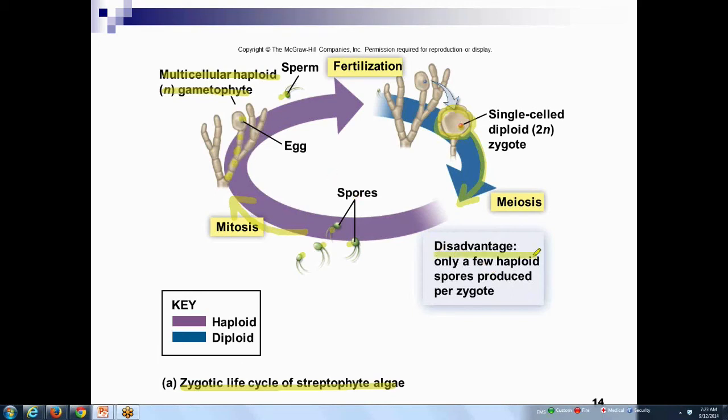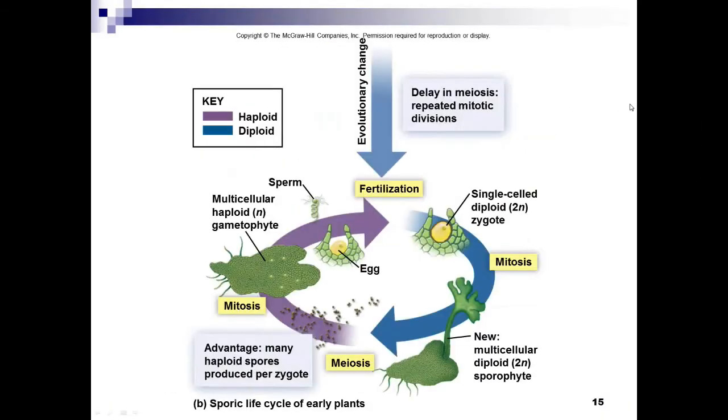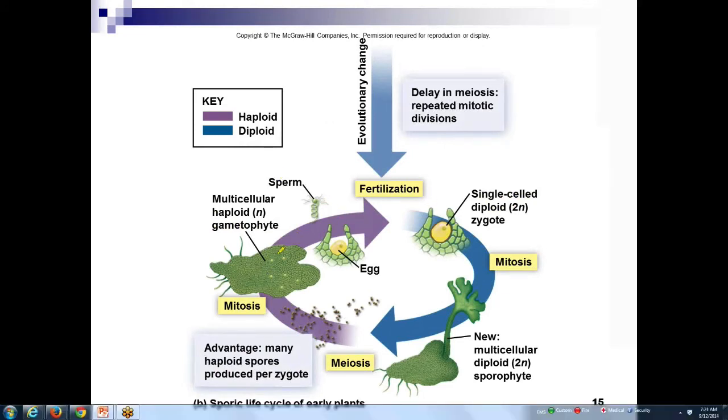So again, the big disadvantage here: only a few haploid spores produced per zygote. You're going to see there are many haploid spores produced in the sporophyte generation found in the sporic life cycle, which gives land plants like mosses, liverworts, hornworts, and other plants an advantage over the streptophyte algae. Again, streptophyte algae are limited to just a few haploid spores. All right, guys, let's go ahead and continue on. Let's go on to slide 15, and let's compare the life cycles. So this is the life cycle of a moss.